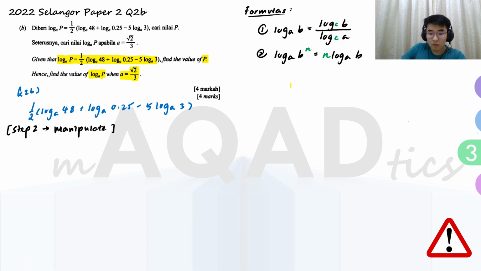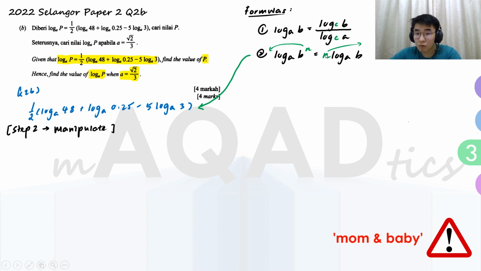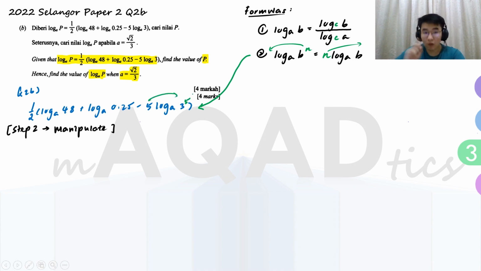So to do so, we can actually use the second formula here. Instead of moving the power to the front, we can now move it back. Right? It's like a mom, which is B, trying to pull back its baby, which is N. Alright, so I will move this 5 to the front. Right, and now we can combine these logarithm values.